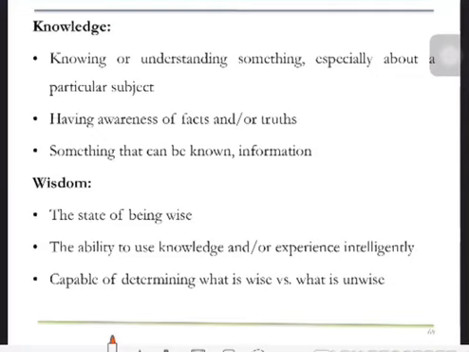Having awareness of facts or truths, we call it knowledge. Something that can be known, or information, we call it knowledge. Wisdom is the state of being wise. We call it wisdom when one is able to use knowledge and experience intelligently. So being capable of determining what is wise and what is unwise, which one is wise, which one is unwise, we call it wisdom.